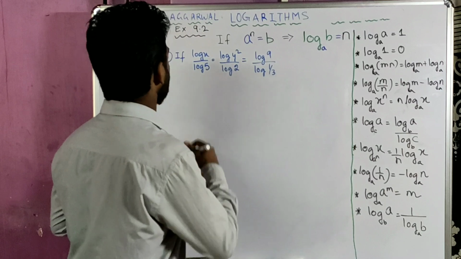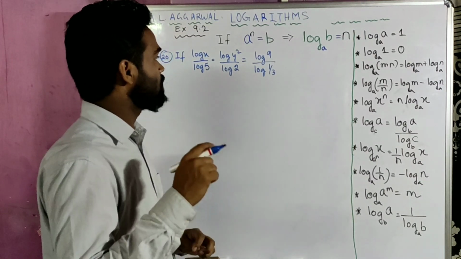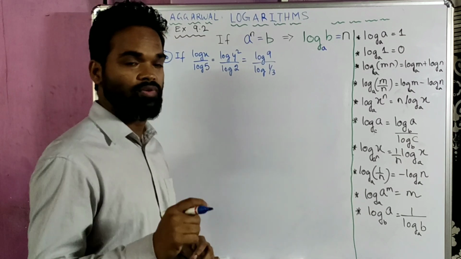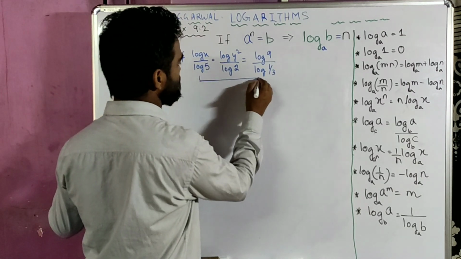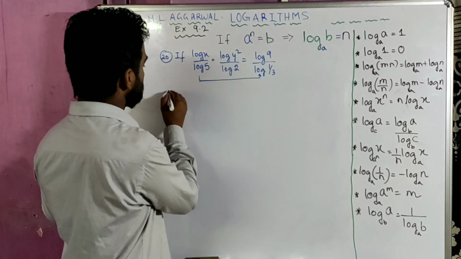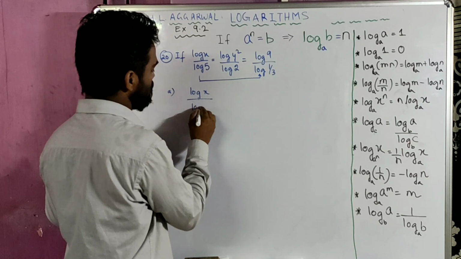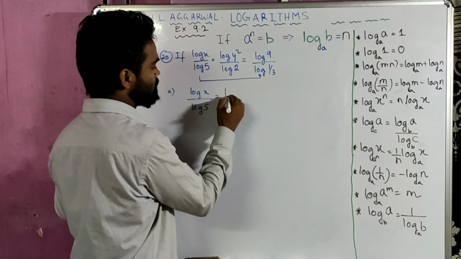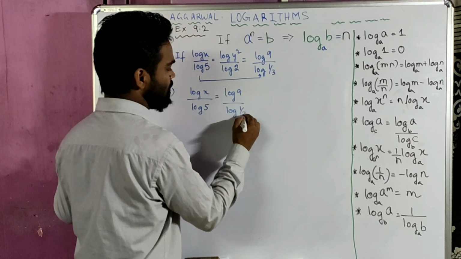Now look at sum number 20. If log x by log 5 equals log y square by log 2 equals log 9 by log 1 by 3, you need to find x and y. Easy. First of all, we equate these two. Can I write log x by log 5 equals log 9 by log 1 by 3?